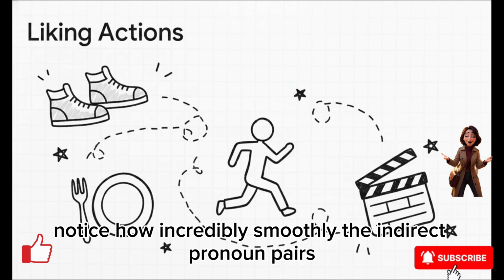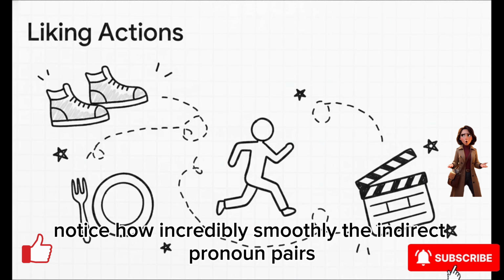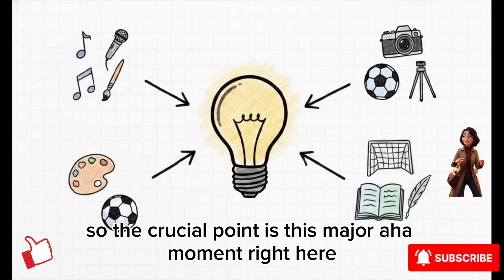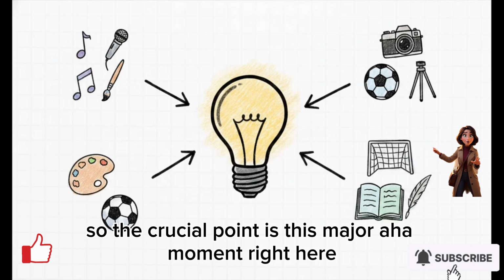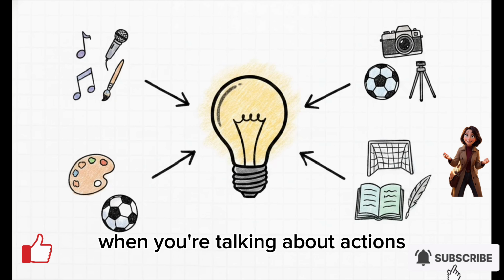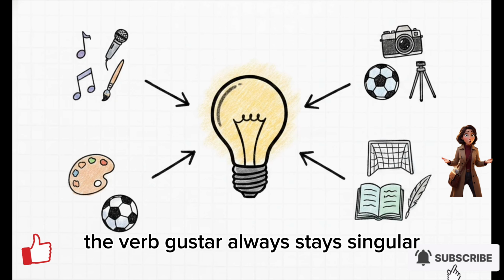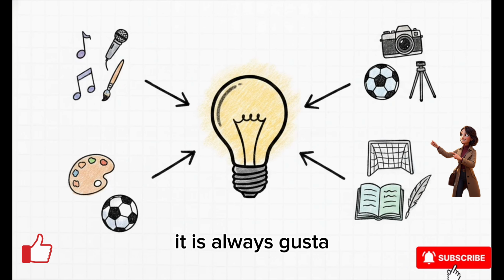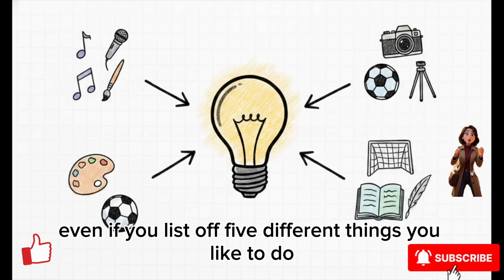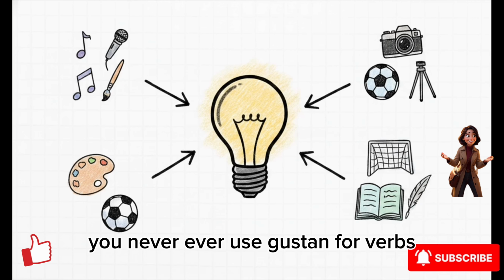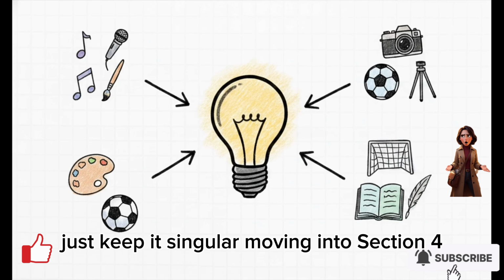Notice how incredibly smoothly the indirect pronoun pairs with that infinitive action verb. So, the crucial point is this major aha moment right here. When you're talking about actions, when you're using infinitives, the verb gustar always stays singular. It is always gusta. Even if you list off 5 different things you like to do, you never, ever use gustan for verbs. Just keep it singular.